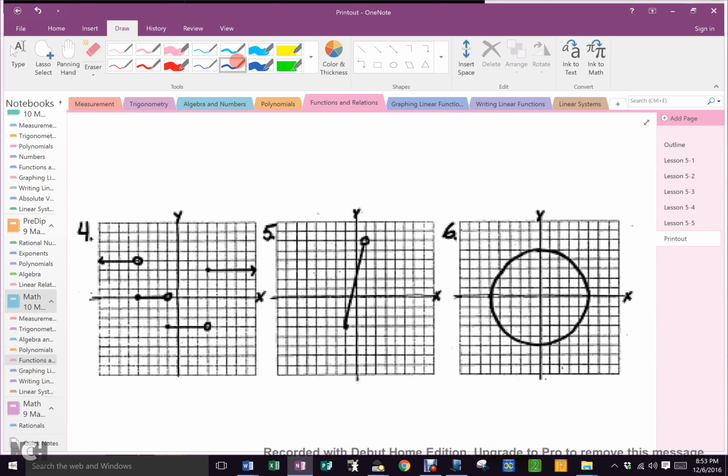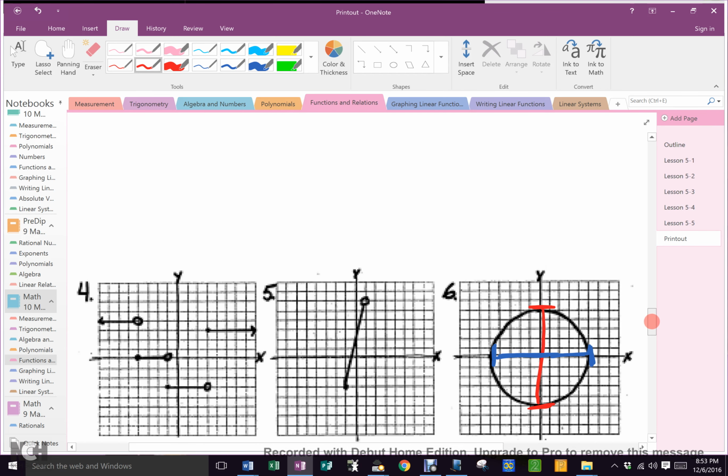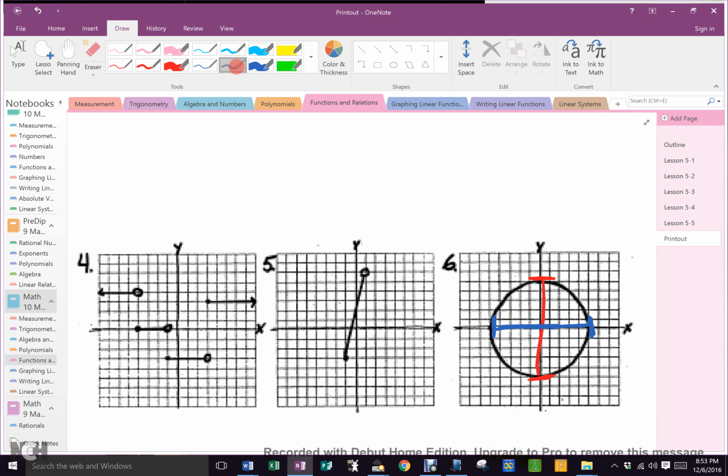This one, your domain goes there to there. Your range goes there to there. Doesn't matter that it's not a function. This one's kind of tricky. You see the arrow right there. So all of this is domain, then here's more domain, then here's more domain, then here's more domain, and the arrow goes on.